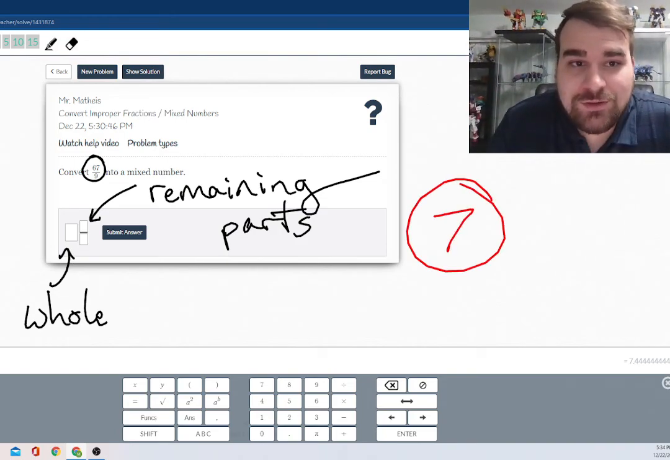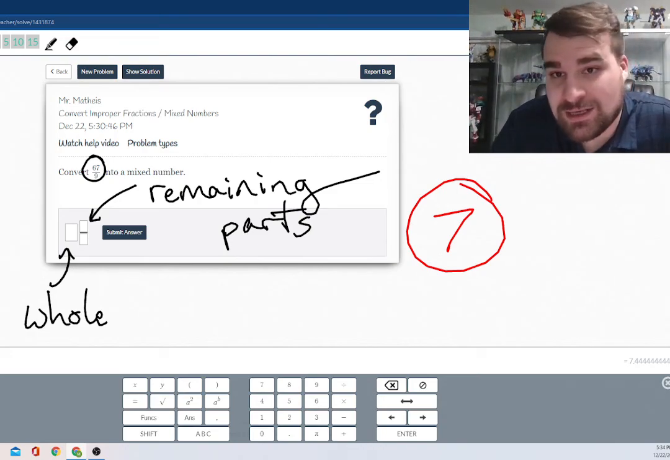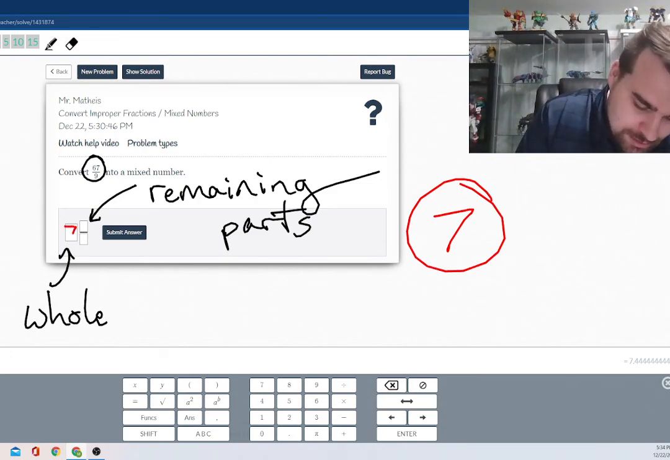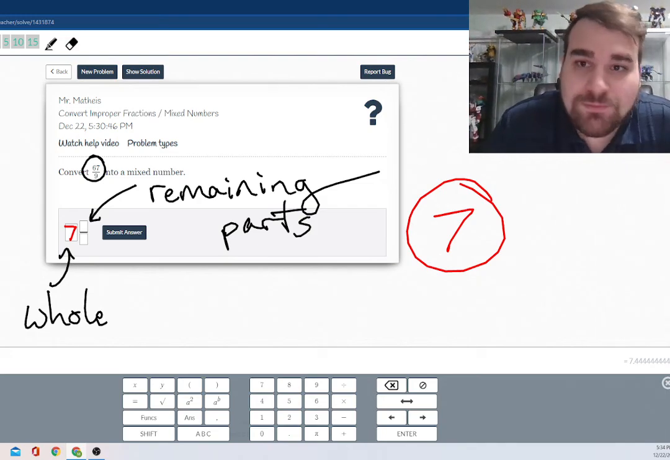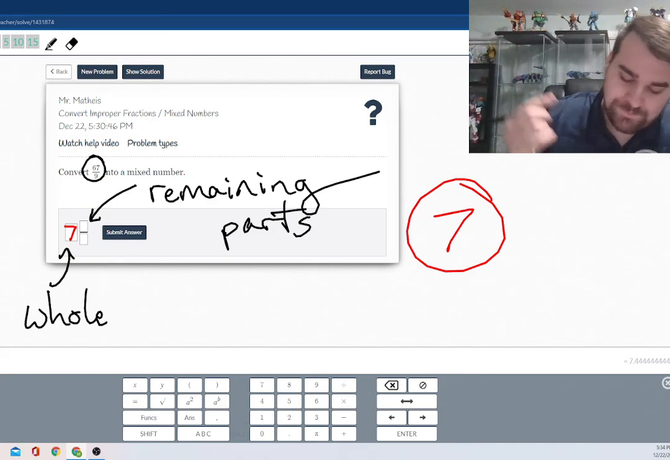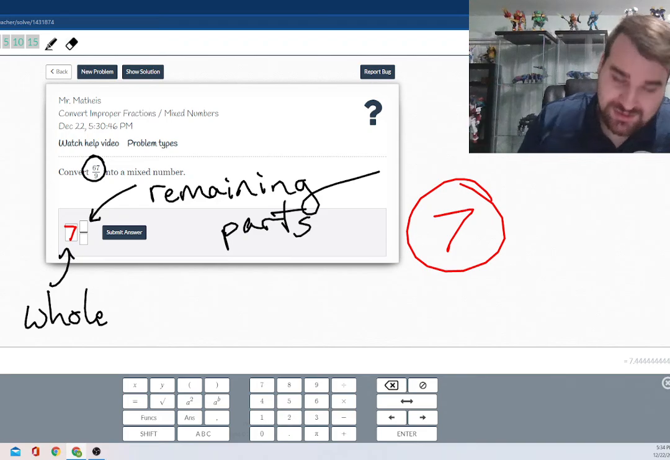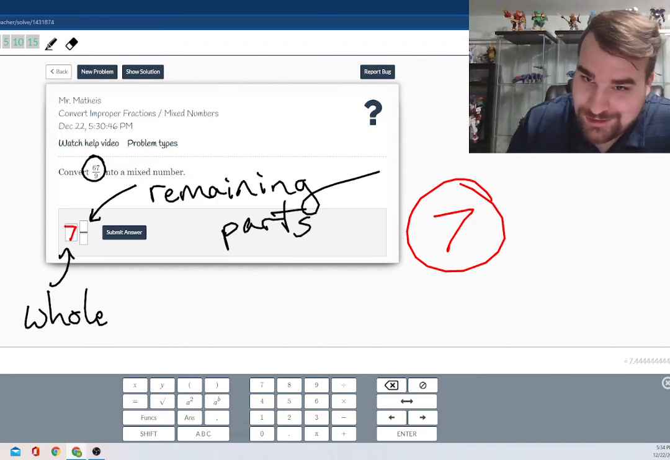This tells us that 9 goes into 67 7 times. So 7 is going to be our whole number. Now here's what we do after this. We have to figure out the remaining parts. And that's the difficult portion, right? So here's how we figure that out. Gotta just remember this process. It's a little tricky at first.